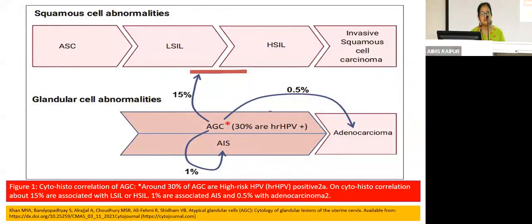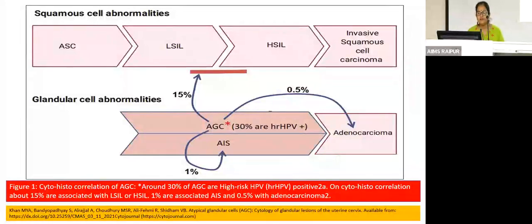When we give a diagnosis of atypical glandular cells in cytology, it means not just glandular abnormalities, but other differentials as well. A diagnosis of AGC on histopath will subsequently in 15% of cases turn out to be a squamous intraepithelial lesion, LSIL or HSIL. 1% will be recategorized into the adenocarcinoma in situ category, and 0.5% will turn out to be adenocarcinoma. So the biggest category is atypical glandular cells.